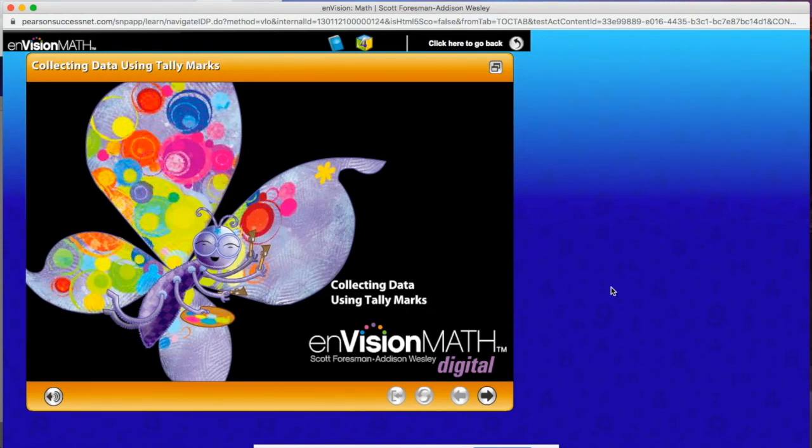Today we're going to continue to explore graphs, and today we're going to learn about tally marks and creating tally charts to help display information. Let's get started.